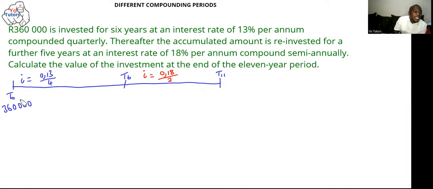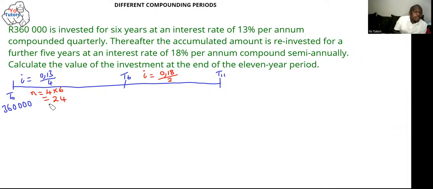Okay, then what about our N in this case? N is going to be how many times a year? It's 4 times. So it's 4 times, what do we have here? How many years? For the first 6 years, times 6, which gives us 24. So our N is 24.